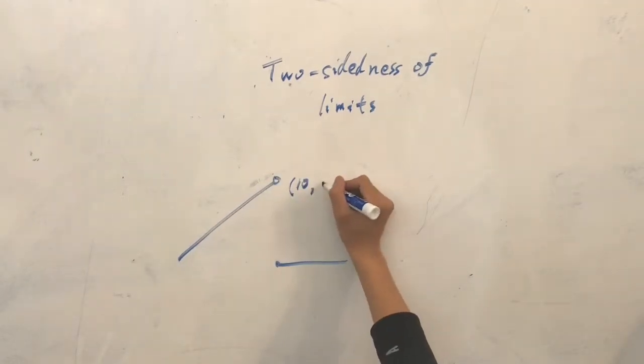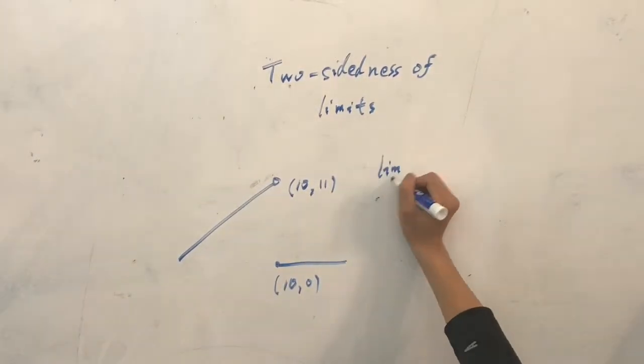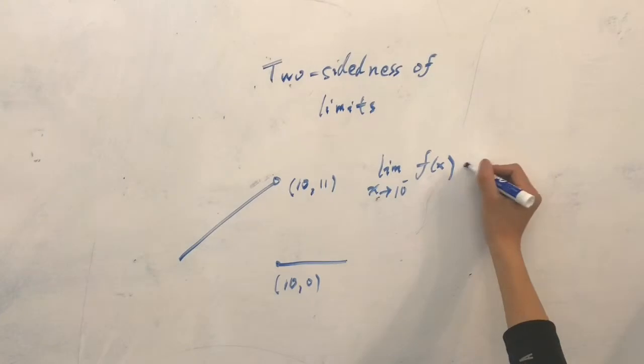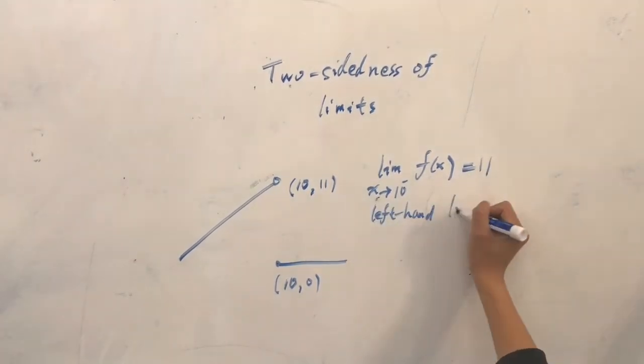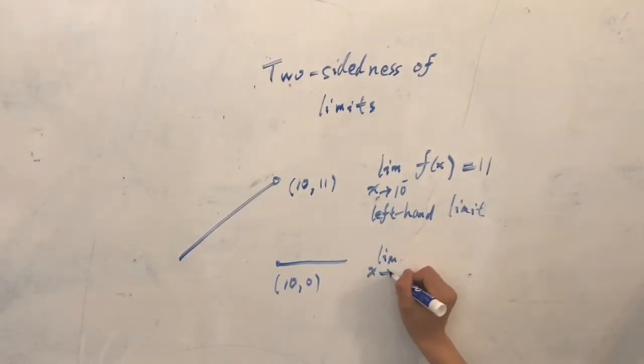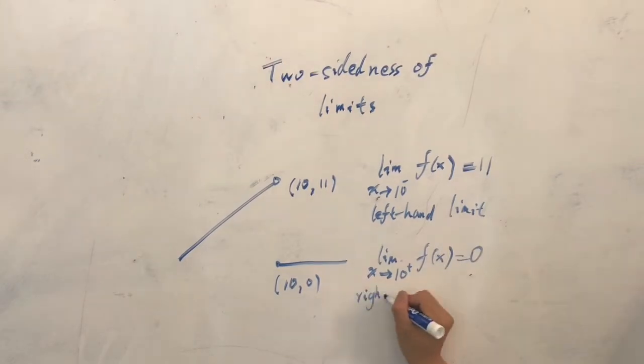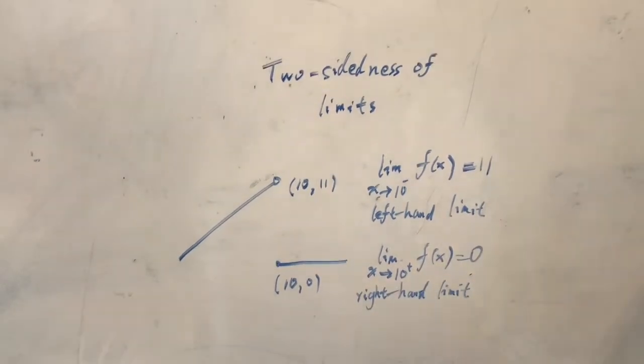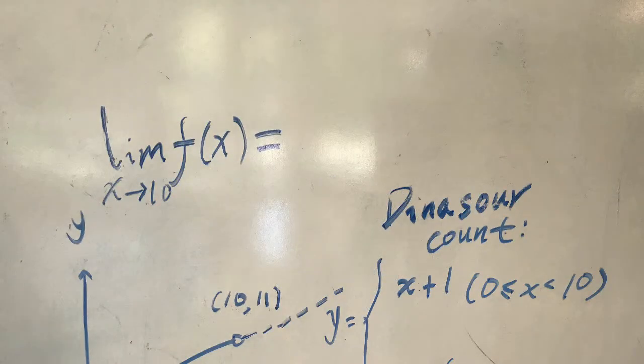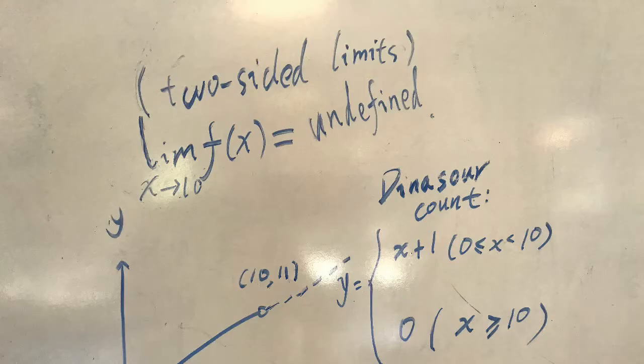This is the left-hand limit of the function. But if we look from the right side, the function's value is approaching 0 as x approaches 10. Therefore, this is the right-hand limit of the function. If a point's right-hand and left-hand limits are different, it does not have a defined two-sided limit.